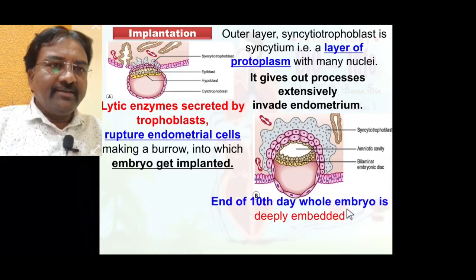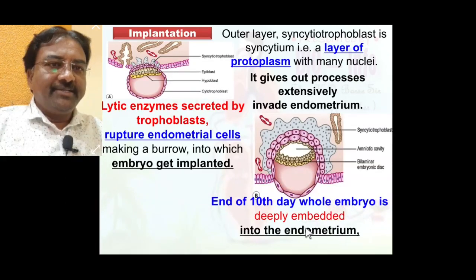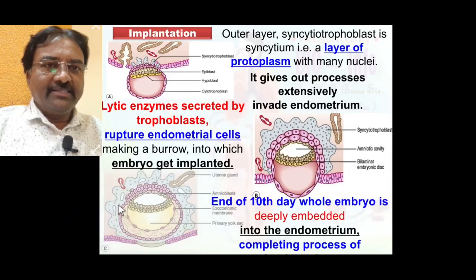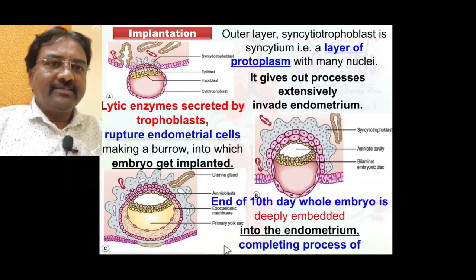At the end of the 10th day, the whole embryo is deeply embedded into the endometrium, completing the process of implantation. Here, the blastocyst stage is completely buried in the endometrium. So up to this point, we have discussed implantation in detail.